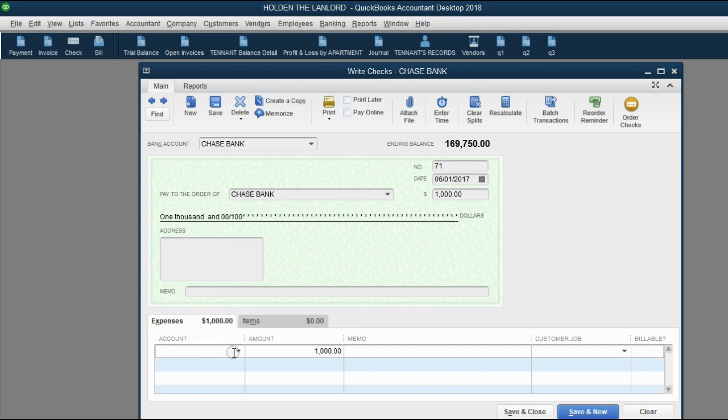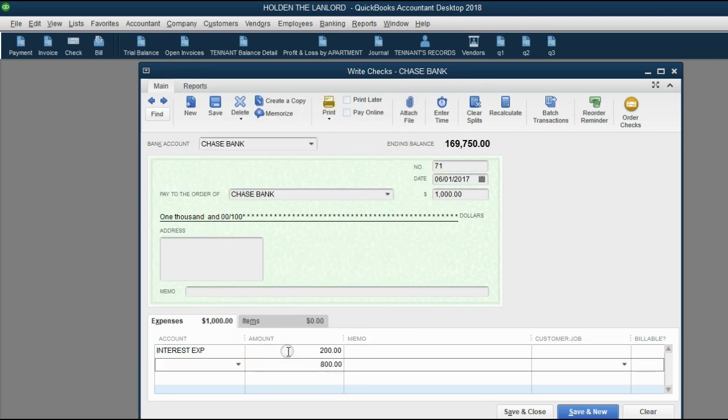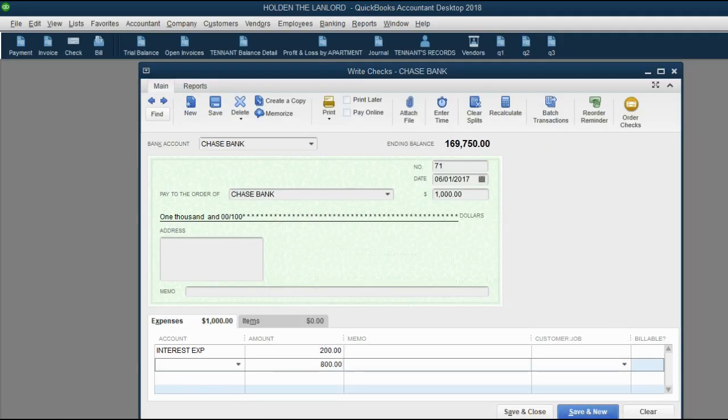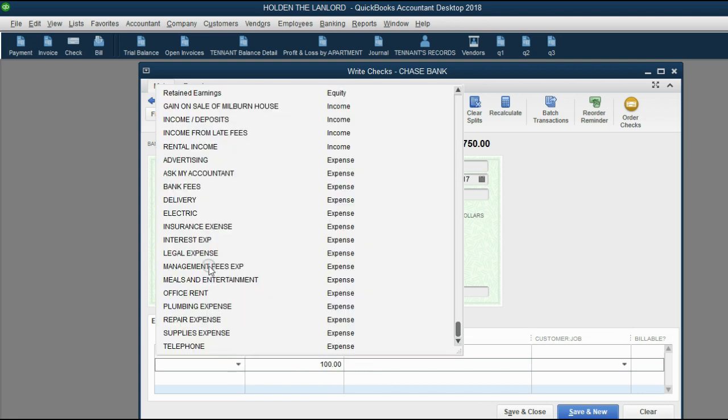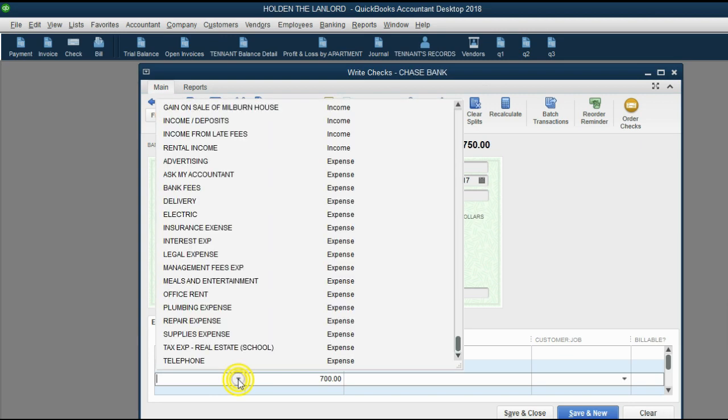Now, in the bottom left of this window is how you break the $1,000 down. $200 is interest expense that the bank keeps forever just because they gave you a service of lending you the money. When I click to the next line, QuickBooks always tries to balance the transaction by taking the total and subtracting what was already put on the first line. But the next line is not $800. How much is our next one? Insurance is only $100. So we're going to change this to $100, and we're going to say $100 of this $1,000 is insurance expense.